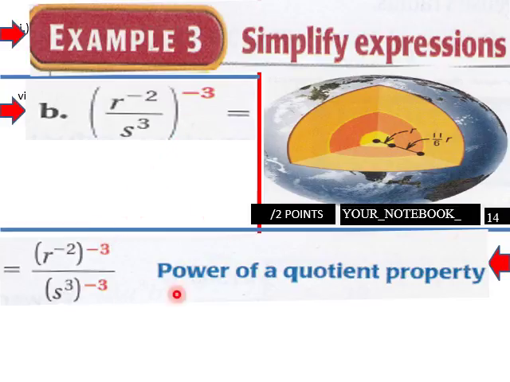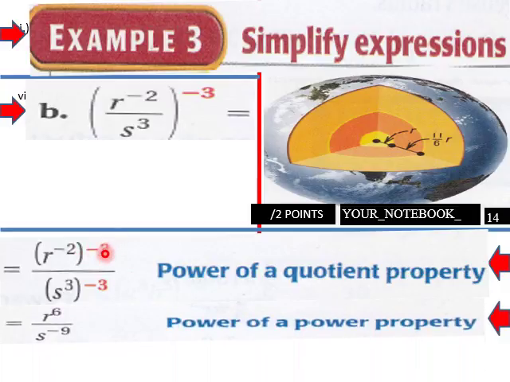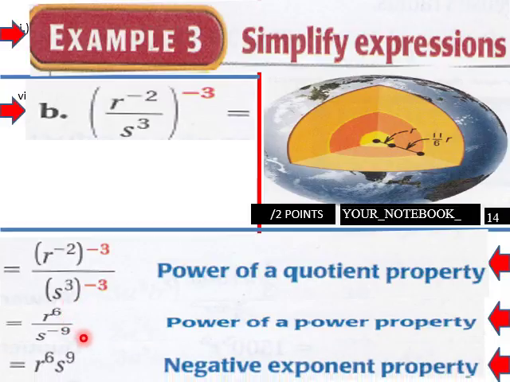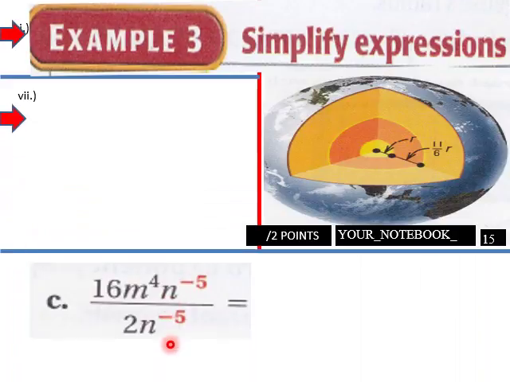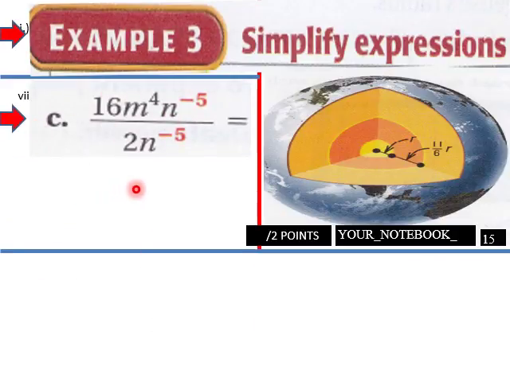So we use the power of a quotient property, we multiply through by this. So we end up with negative 3 times negative 2 is positive 6, and then negative 3 times 3 is negative 9. And then negative 9 will move up to here. So you have r to the 6th s to the 9th power by using the negative exponent property. And then we have part C for this example 3.